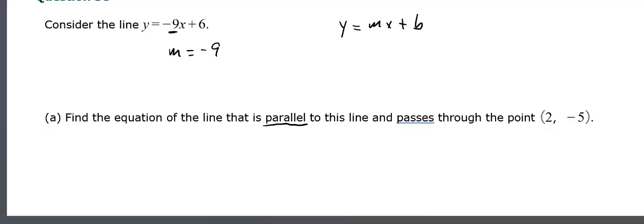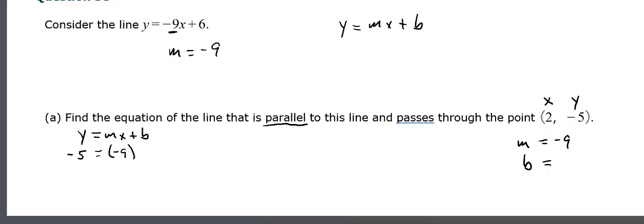So remember, if we're writing an answer in slope-intercept form, we need to know what the slope is, which we know now is negative 9, and we need to know what the y-intercept is, and we don't know this at this point. So we're given a point where x is 2 and y is negative 5. So we're going to take the information we know and plug it into our slope-intercept form. So in this case, y is negative 5. The slope is negative 9. X is 2. And again, we're looking for b.